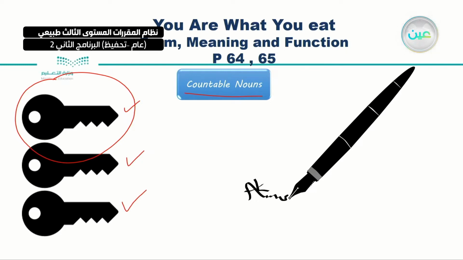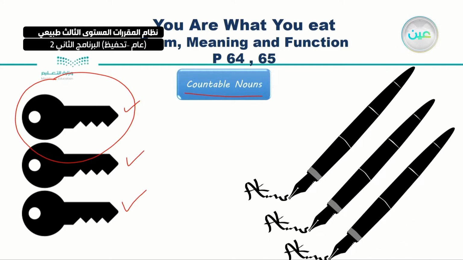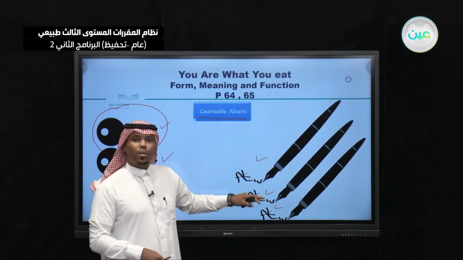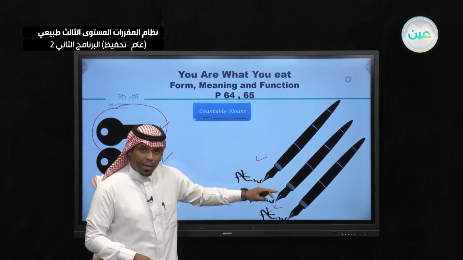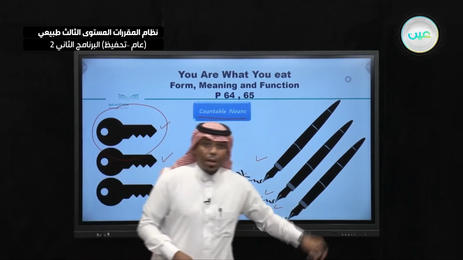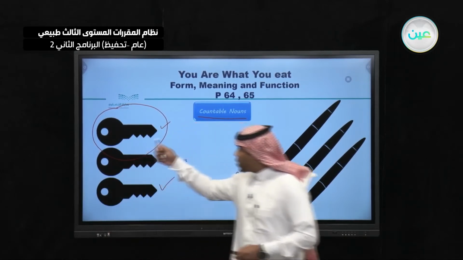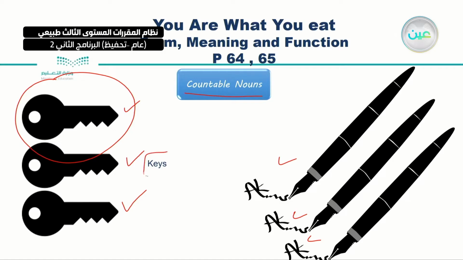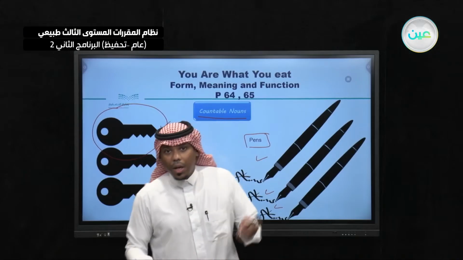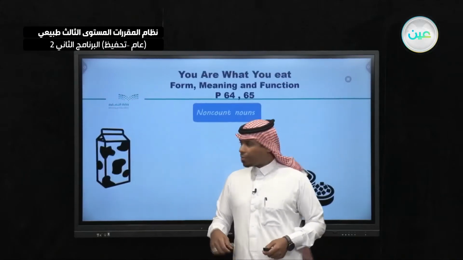What about this one? How many? We have 1, 2, 3. Okay. How can we write this? We have here 3 pens. So the first one we talked about, we have keys. And the second one we have pens here. So countable nouns. Very good. Let's go to the next picture.